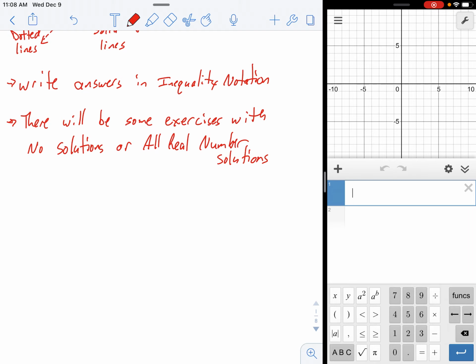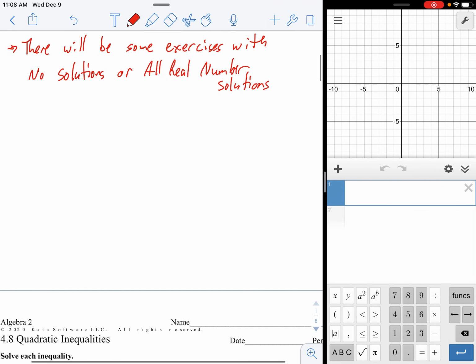Write your answers in inequality notation. The answer key is going to have the answers written two different ways. You're only going to be required to do it one way. I don't even think we've covered the other way, so don't worry about that. There will be some exercises with no solutions or all real number solutions, so be prepared for that.